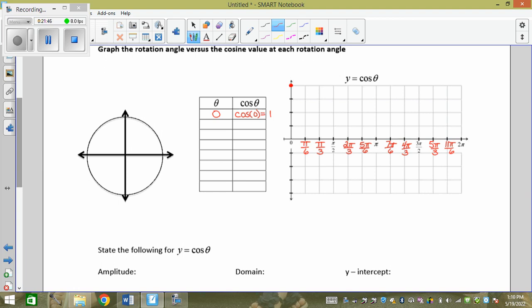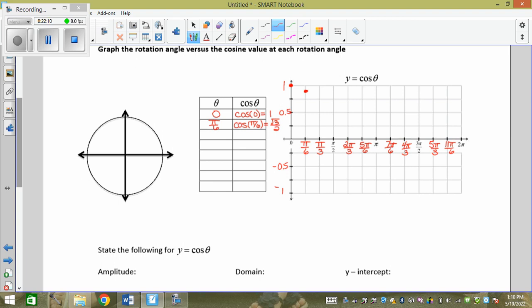Then we're doing pi over 6. Cos of pi over 6 is? What is the x at pi over 6? Root 3 over 2. So it's 0.866. Should label these. So it's like here.